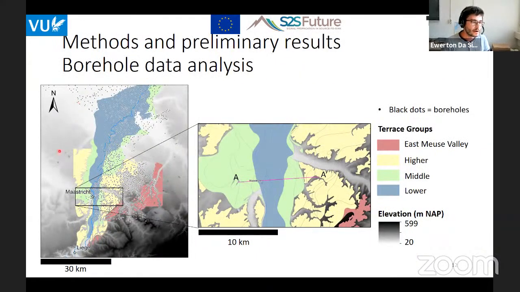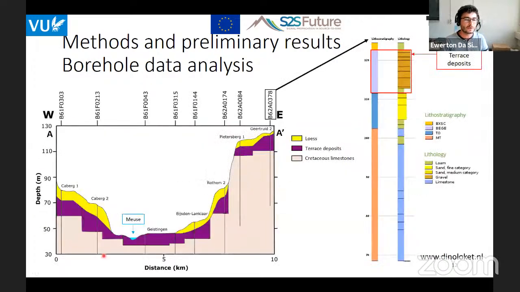Here, I just want to show an example of how the borehole database looks. So that's the extension of the database. Each one of these single black dots is one borehole. And here in the profile A to A prime, I just want to show you what we can quickly retrieve by applying this borehole database. And here's the result. A very schematic profile where we can quickly retrieve information on the height of the top of the terraces and also the base, and we can have a rough idea about the geometry and the distribution of the terraces in the landscape.